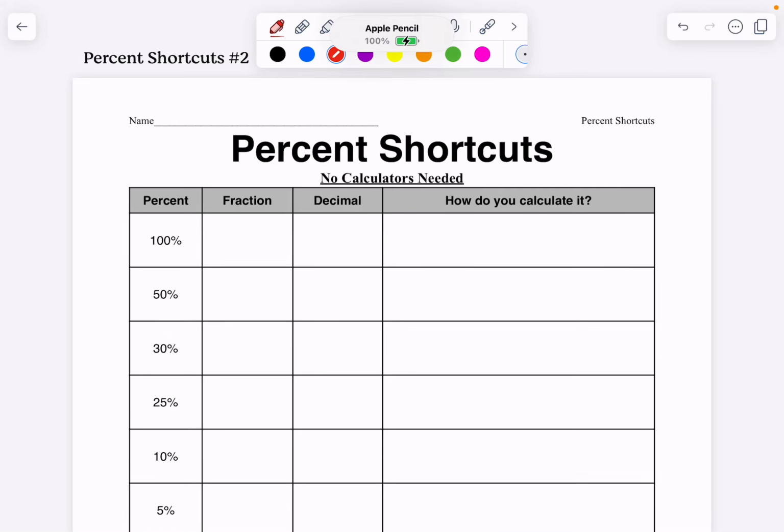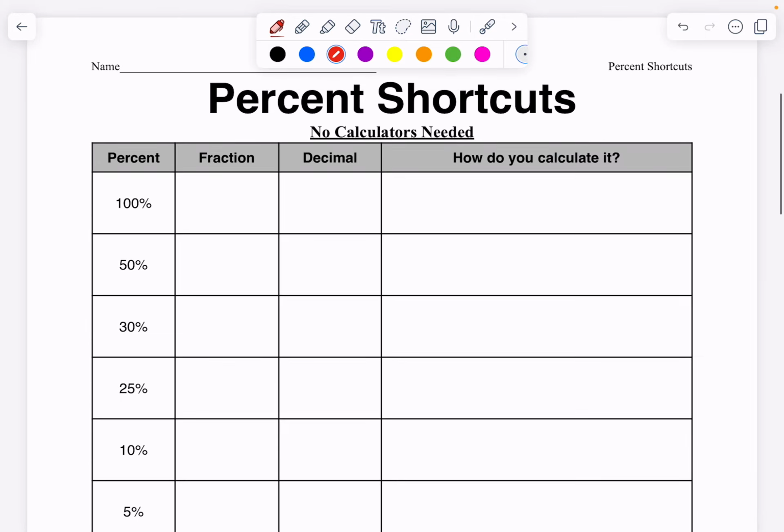Hi, 7th grade. We are going to be talking about some percent shortcuts today. And actually today we are not going to use any calculators. We're just going to use your brains.